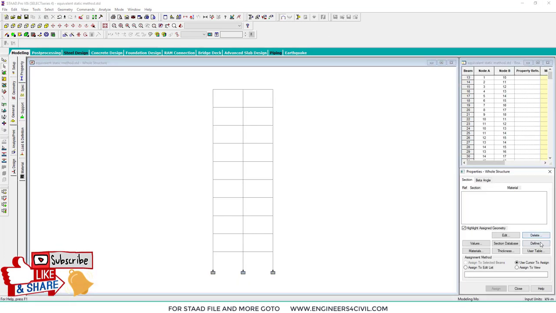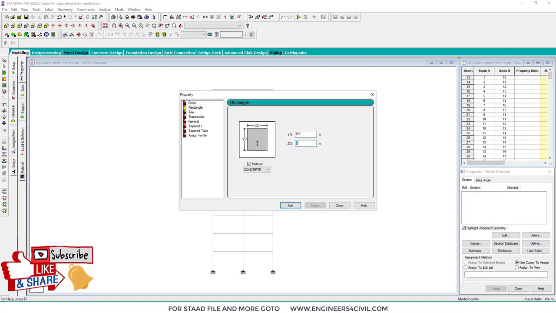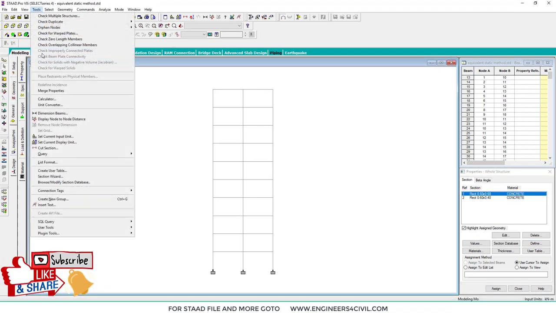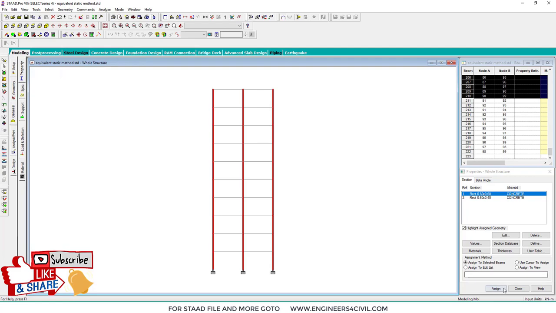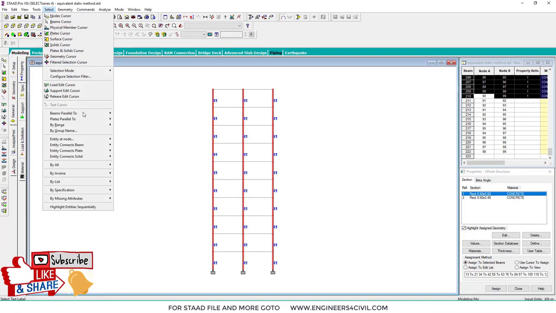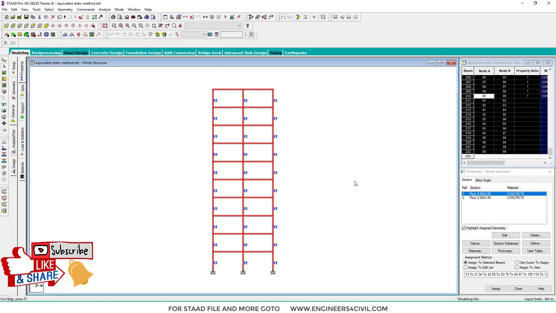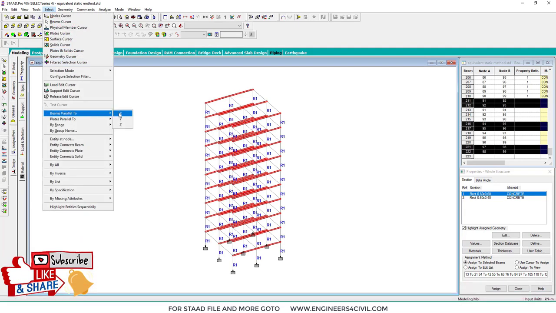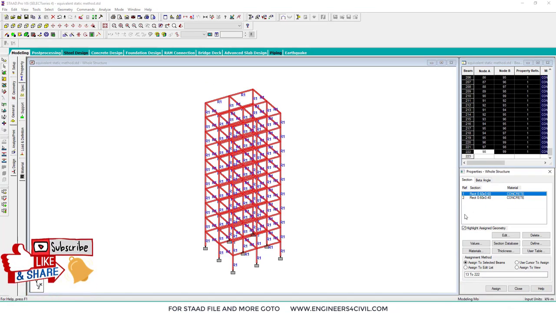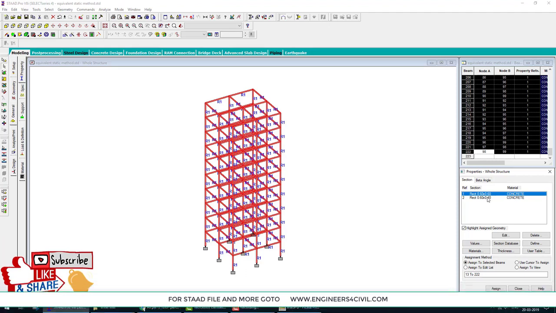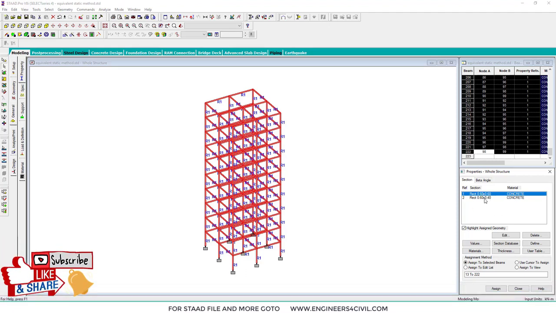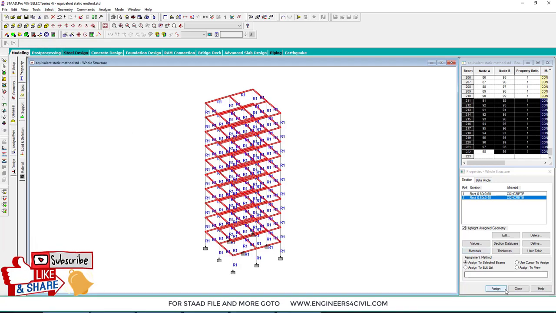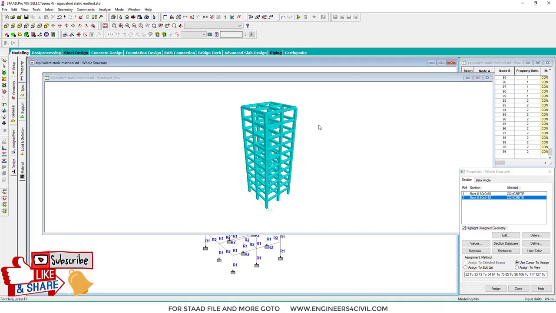After this, we assume some properties for column and beam. This is for column and this is for beam. Select the column property, select columns parallel to the Y, and assign this property. For the beam property, select beams parallel to X and beams parallel to Z and apply. Oh, sorry, by mistake I applied the column property to the beams. So now again we apply the beam property to the beams and replace. Okay, now check in render view. Okay, done.